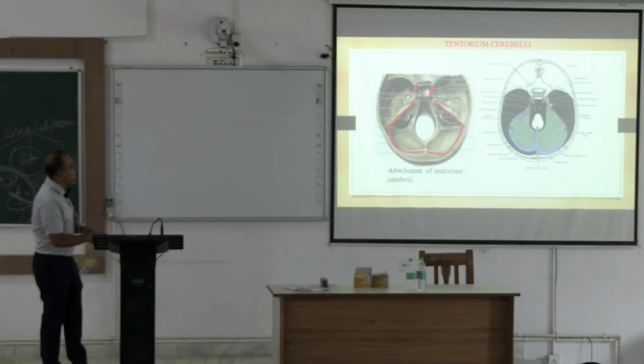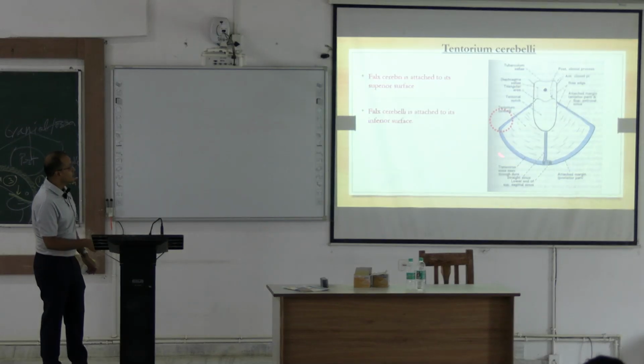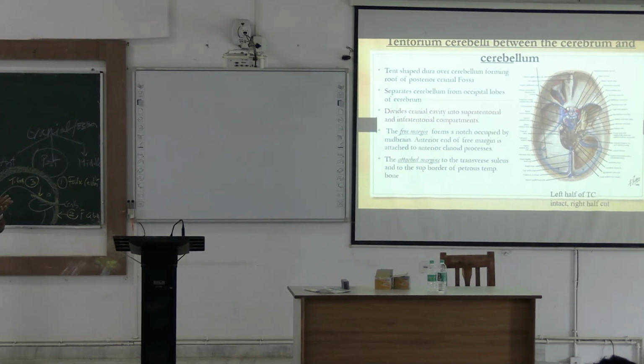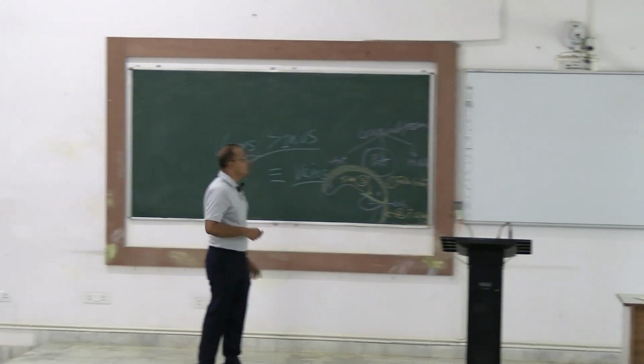So it is attached to these hooks of the sphenoid bone and running to this particular petrous part of the temporal bone, then falling into the occipital bone over here, where we have the transverse sinus, and meeting in the midline. So this is how this attached margin is there, and in between them we have a free margin of this Tentorium cerebelli existing. On top of Tentorium cerebelli we have the superior surface which has the attachment of the Falx cerebri. Under it we have the attachment of the Falx cerebelli. So this is how this whole network is placed. This Falx cerebelli and Falx cerebri are split between them.